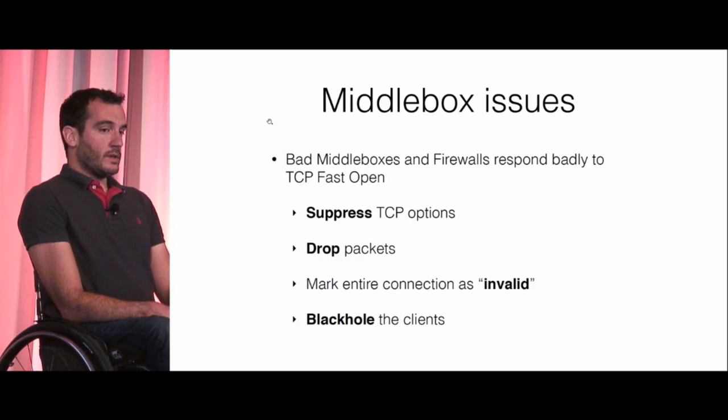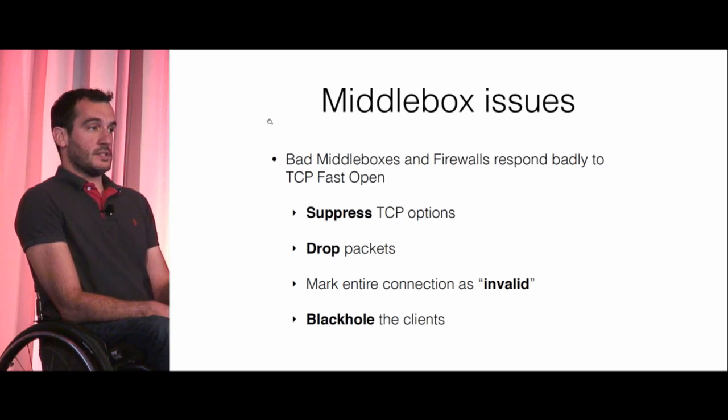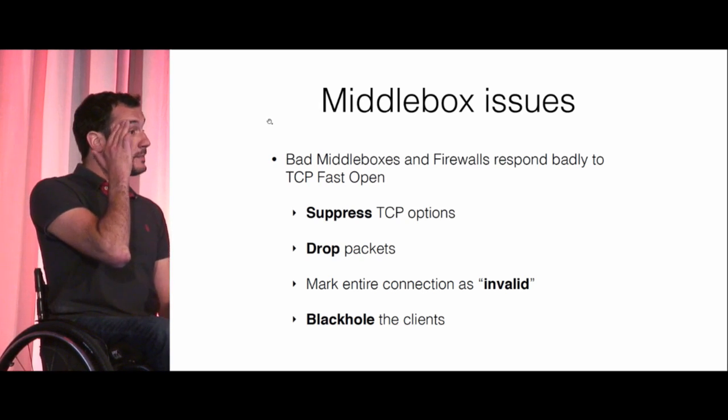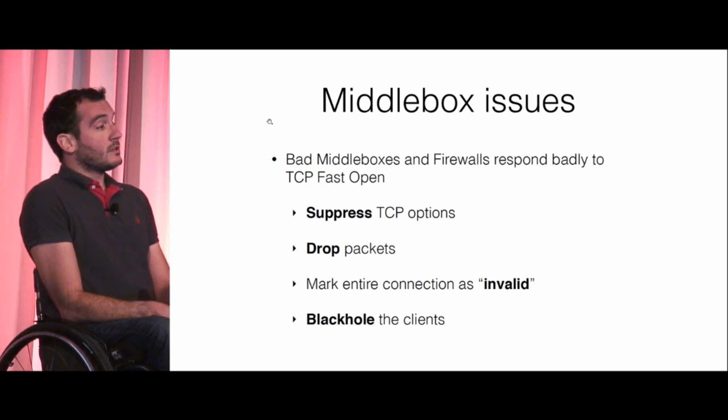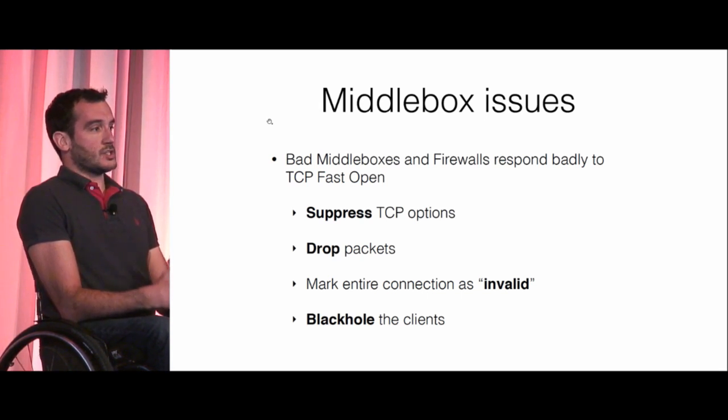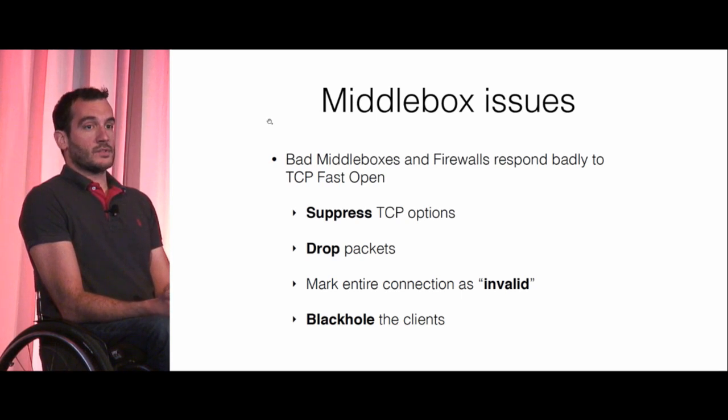As a summary, we found middle boxes and firewalls that respond very badly to unknown TCP options. We had middle boxes that were dropping TCP packets because of those unknown TCP options. We had middle boxes who removed them out of the option space. We also found other middle boxes that were even more destructive, that were marking entire connections as invalid. So the client was basically being completely blocked.